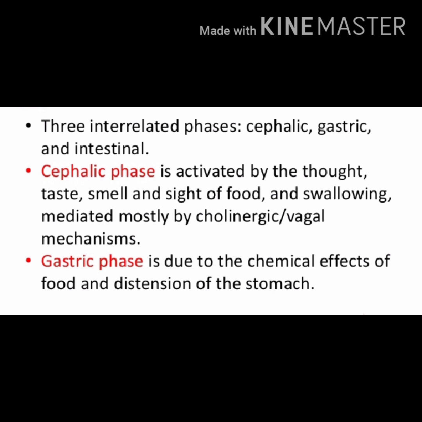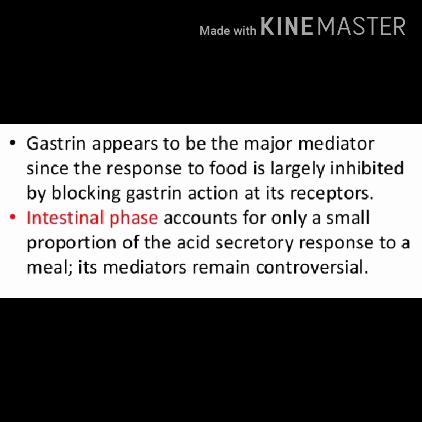The cephalic phase is activated by thoughts. If you imagine hunger, or imagine any favorite food, acid is automatically secreted in the stomach. The thoughts and taste, smell and sight of food, while we are looking at pictures of food, we feel acid secretion. And swallowing is mediated mostly by cholinergic and vagal mechanisms. Next is the gastric phase, which is due to the chemical effect of food and distension of the stomach. Gastrin appears to be the major mediator, since the response to food is largely inhibited by blocking gastrin action at its receptor. The third is the intestinal phase, which accounts for only a small proportion of the acid secretory response to meals.